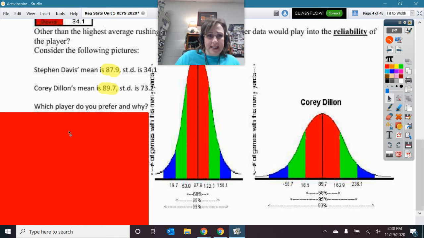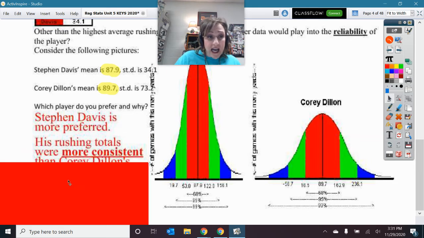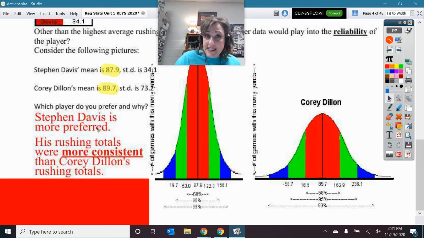And every year I've asked this, I get the same answer, that my guys on the football team would prefer to play with Stephen Davis because he is much more consistent than Corey Dillon. You can count on what he's going to do for you each game. So you know better what to expect. That's because his standard deviation is smaller, because he is more consistent, whereas Corey Dillon is all over the place. So he has a much more varied standard deviation.